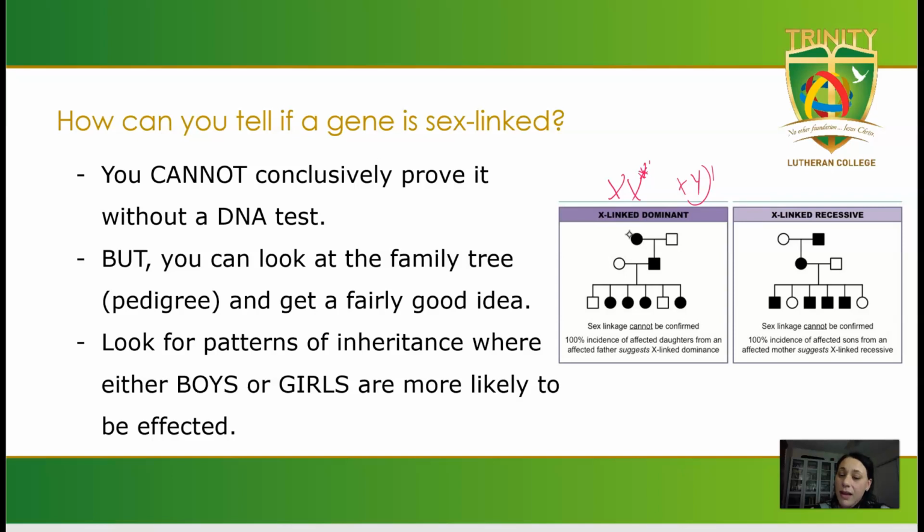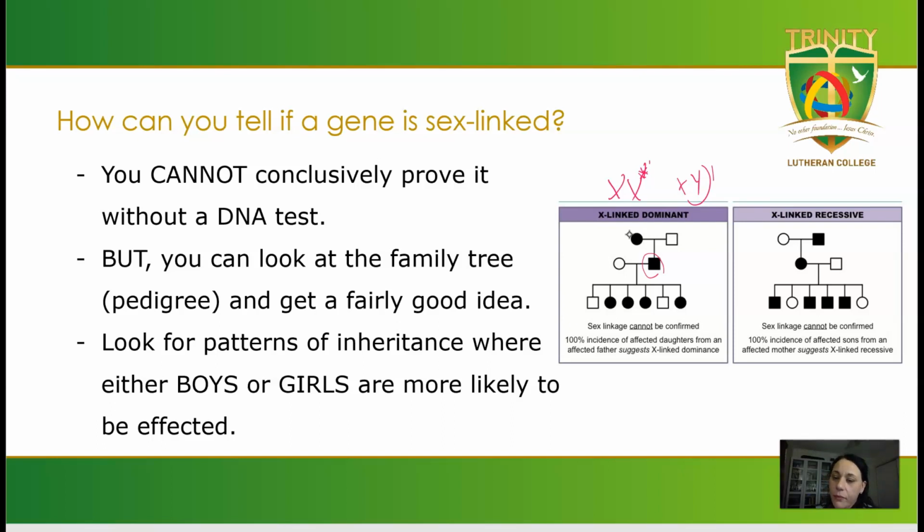So you can have a look at this family tree and you can go, well, every single female here is affected. And we also have a male in the middle. So there's a very good chance here that it's X-linked and that it's dominant, because lots of the females are getting it. They've got a 50% chance of getting it, but so do the males. They've got a 50% chance as well. It could just be purely coincidence that the females are getting it.